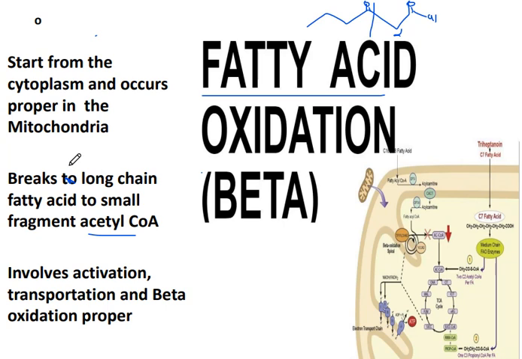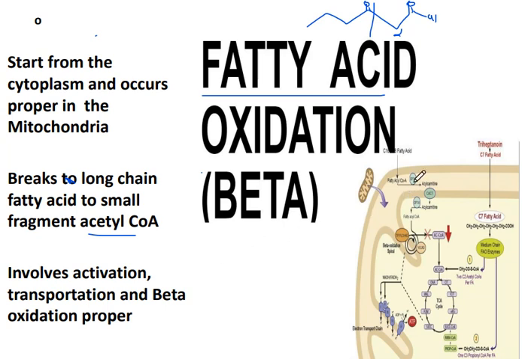Now the process basically involves a series of steps. It involves the first step called activation. We have transportation and the beta oxidation proper, which occurs in the mitochondrial matrix. So we are just going to have an overview of these processes. Then we delve into the proper calculation of ATP yield from beta oxidation.